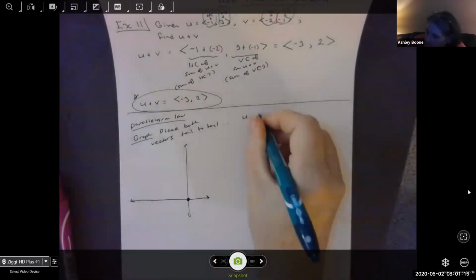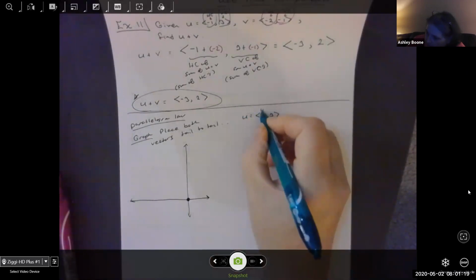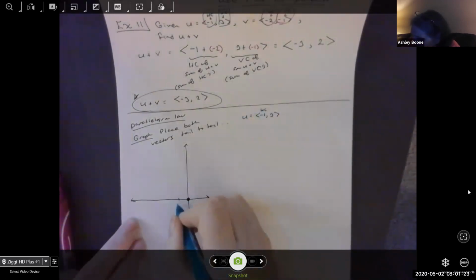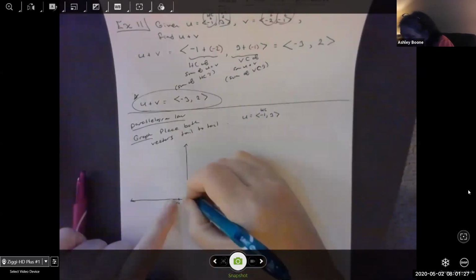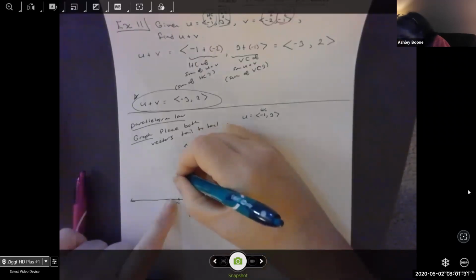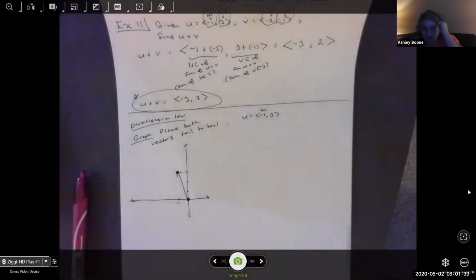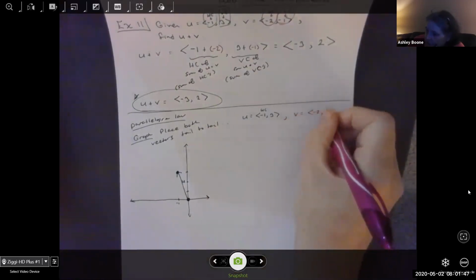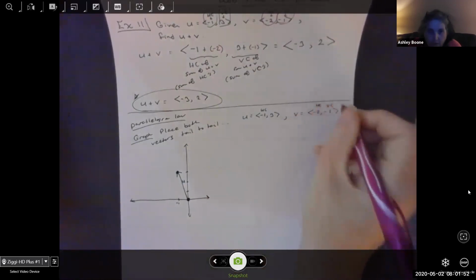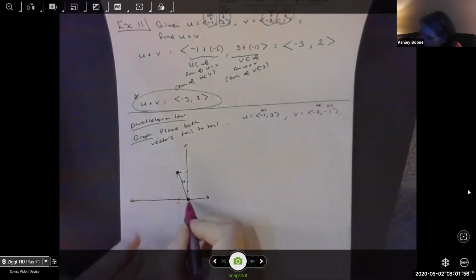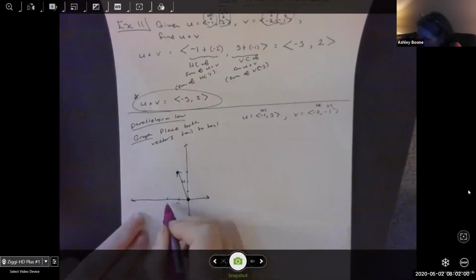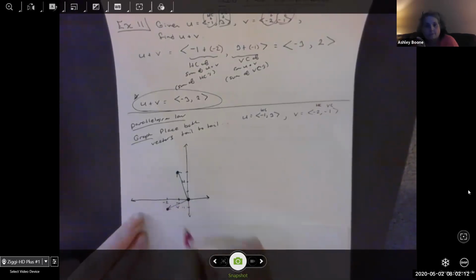Vector u was the vector -1, 3 in component form. That means horizontally I went backwards 1 unit, there's my horizontal component -1, and up 3 units. So if I started at the origin, I went left 1, up 3, and ended up at -1, 3. This is my vector u. Vector v was -2, -1. This has a horizontal component of -2 and a vertical component of -1. If we put the tail at the same point and go horizontally left 2 and then down 1, we end up at the point -2, -1. That's my vector v.